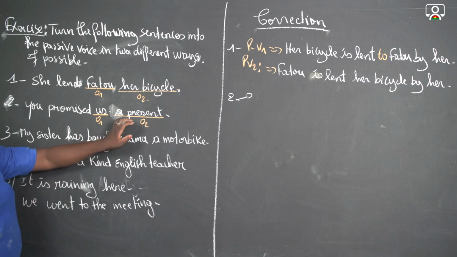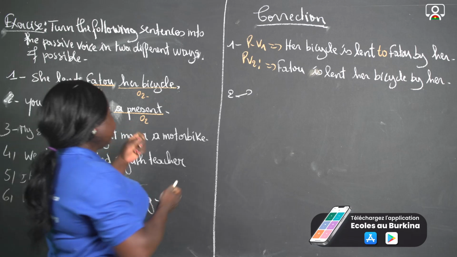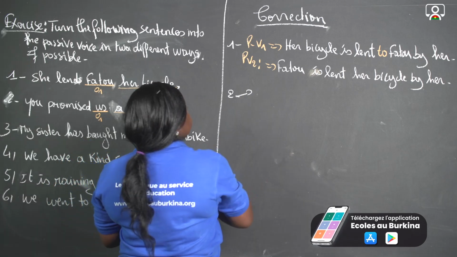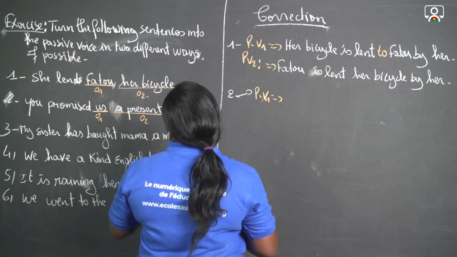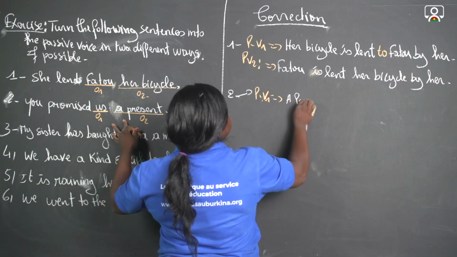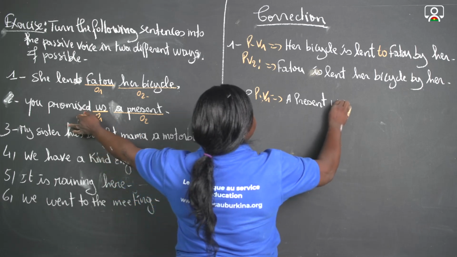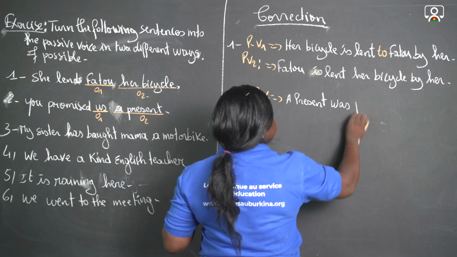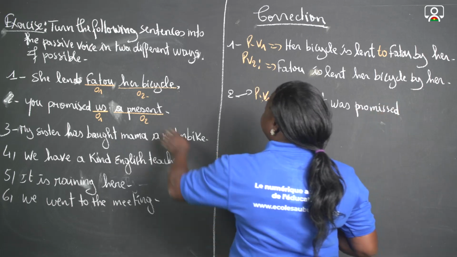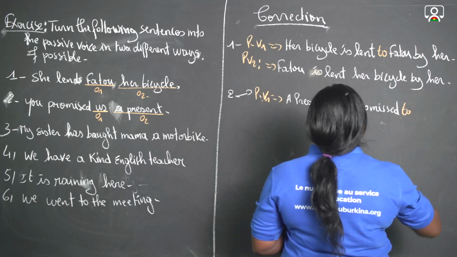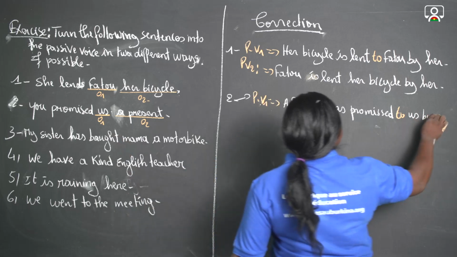So let's start with the second object. So passive 1, a present. The verb promised is in the simple past, so was promised. Don't forget about the to us, the second object. By whom? By you.